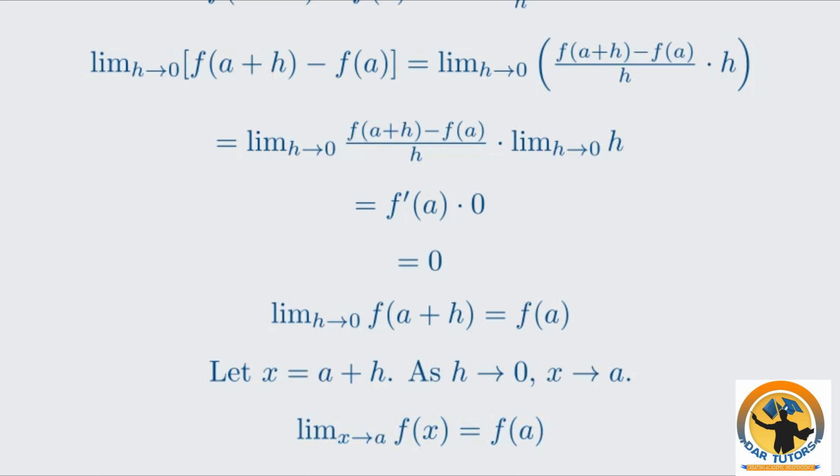And so, we have proven our theorem. If a function is differentiable at a point, it must be continuous at that point. This means that for a function to have a well-defined tangent line at a point, it cannot have any breaks, jumps, or holes there. Now that we've proven that differentiability implies continuity, let's consider the converse.